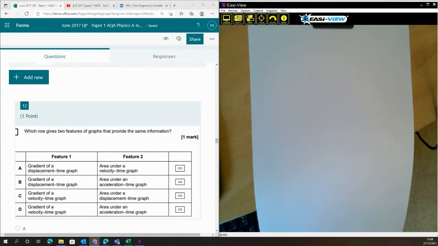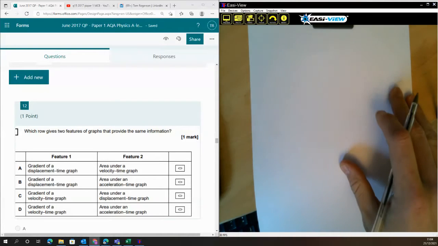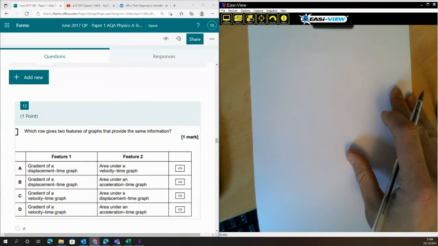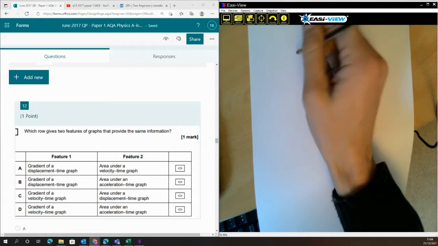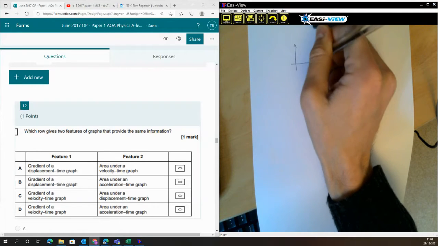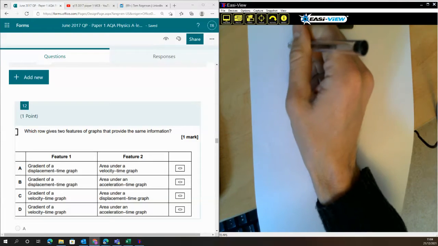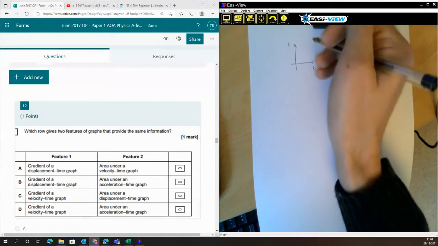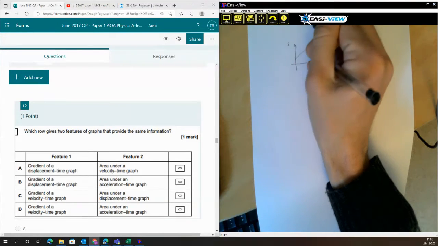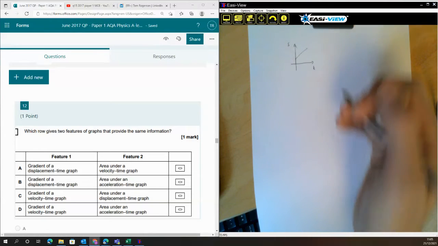This question is testing your understanding of velocity time graphs, displacement time graphs, and acceleration time graphs. It's a little bit of an extension from GCSE, but there's not much difference. So, displacement time graph, so it might have an s-t, or you could sometimes have it as x-t. The gradient of a displacement time graph is the speed.